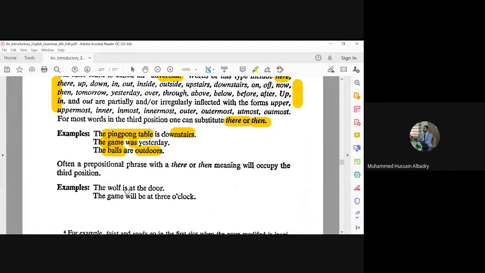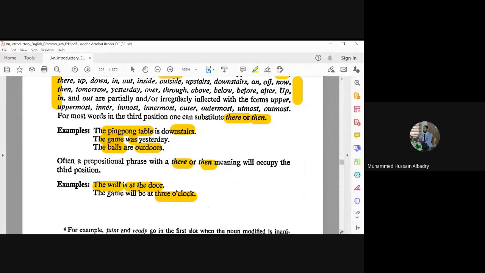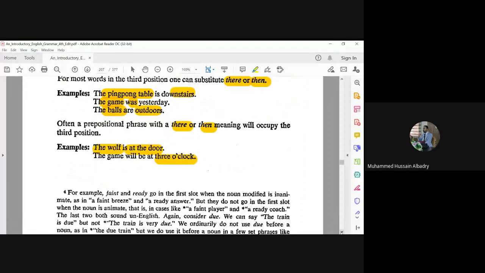يعني كلمة تقول the wolf is there. The wolf is at the door. يعني هذا wolf هي noun. is هي be. At the door هي what? Adverb. ظرف مكان. When you say the wolf is there, the game will be at 3 o'clock. عادة نعوض بالتايم نخلي ذين للتايم وذير إنما نخليها للبليس. كل هذا part number 2.